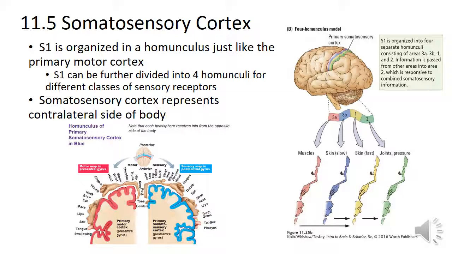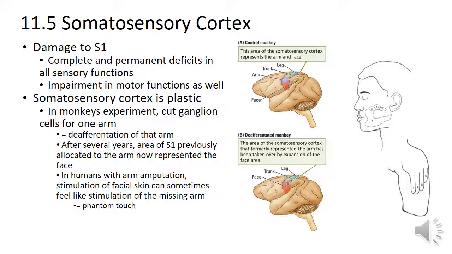Damage to S1 can cause complete and permanent deficits in all sensory functions. So S1 is incredibly important to somatosensory function and sensory function. Impairments in motor functions can happen as well when there's damage to S1 because of this intimate interplay between the somatosensory system and the motor system. The motor system is reliant on somatosensory inputs. However, the somatosensory cortex is plastic, just like the motor cortex.